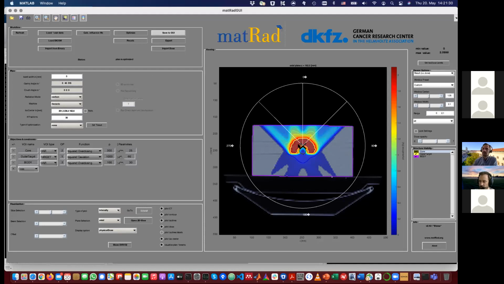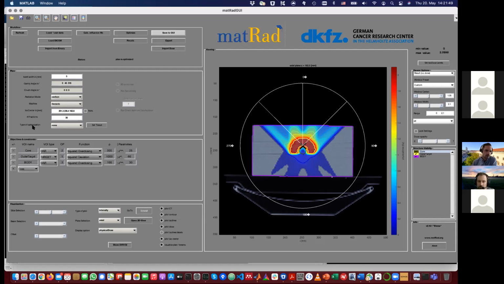So this is not what's being done in the clinic. Now I want to show you the impact of considering the biology. So how does the biological effective dose look like for this physical carbon ion treatment plan? That's what I would like to show you now.